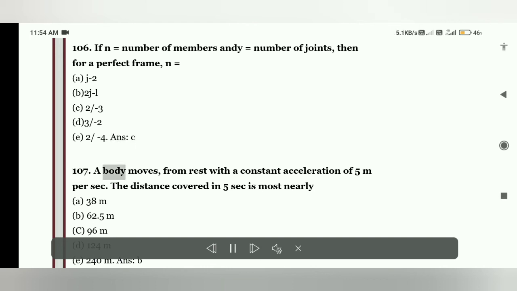107. A body moves from rest with a constant acceleration of 5 m per second squared. The distance covered in 5 seconds is most nearly: 38 m, 62.5 m, C, 96 m, 124 m, 240 m. Answer B.